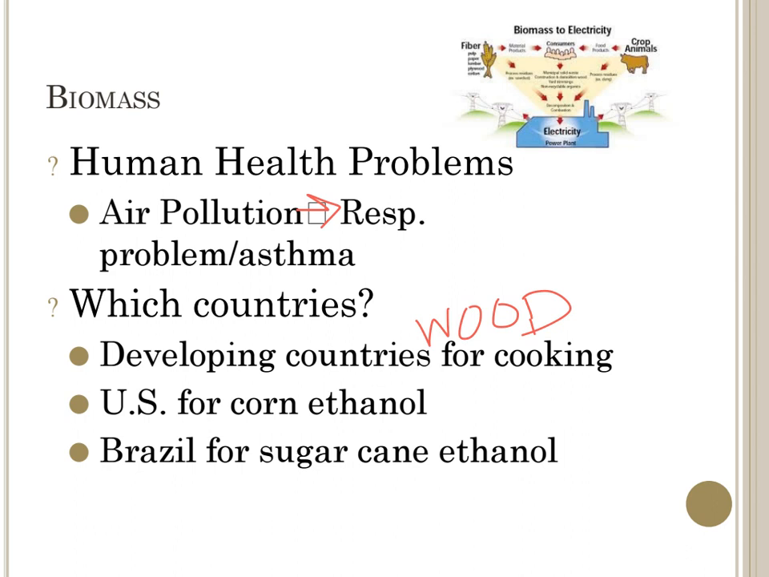A lot of people, like in Alaska, or if you live in a rural part of Wyoming or Montana, might have a wood burning heater in your basement, and you put wood in every day and it heats your house. But that's very uncommon. So the majority of our biomass in the U.S. is growing corn to make ethanol. And then in Brazil, you need to know that they use sugarcane to produce ethanol.